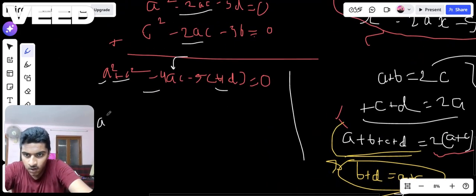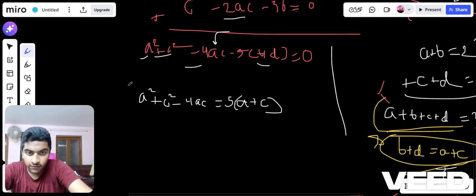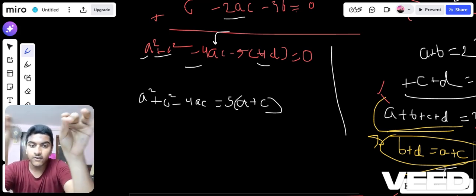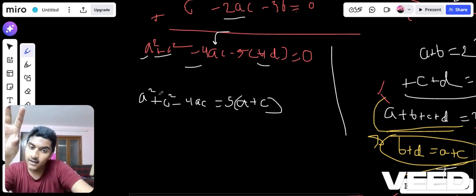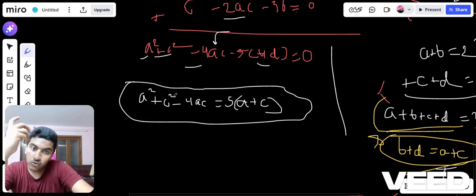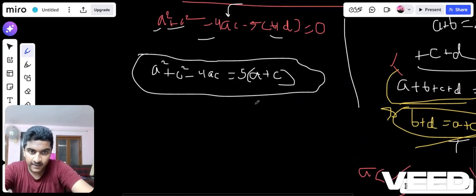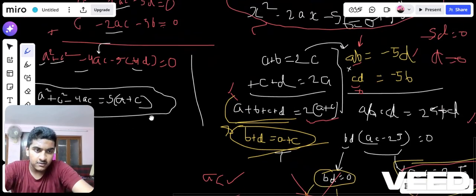So what it would be: a square plus c square, minus 4ac, minus 5, or rather let's say take 5 to the other side, 5(a plus c). So can you see, we finally ended up with a particular result, right? Particular result in the sense that all the variables are now in a and c, and hence now I can use some fact to get some knowledge about a plus c. So how can we use this kind of knowledge?